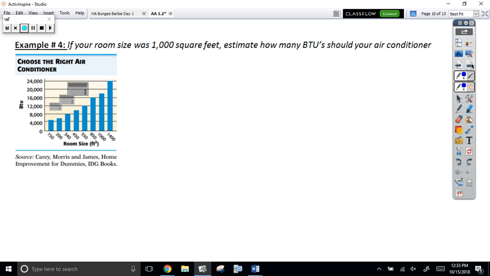Next one we have a bar graph, which is telling us what type of air conditioner we would need to get based on the room size. So if our room size was 1,000 square feet, how many BTUs should our air conditioner be? So we'll go to the room size on this axis and go to the 1,000. So how many BTUs do you think I would need estimated? Approximately between 16,000 and 20,000, what do you think? 18 is what I picked too. Remember, there's not one correct answer, it just needs to be somewhere between those two values, and it looks like it's about in the middle. And then we should put a unit on here, so this would be BTUs.